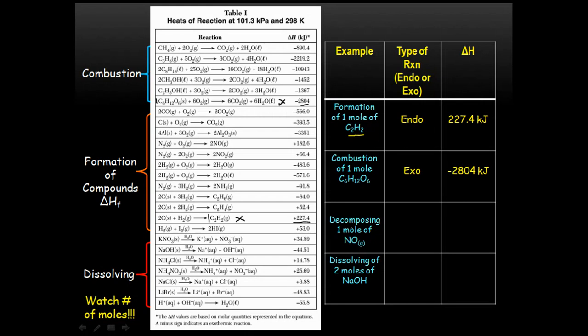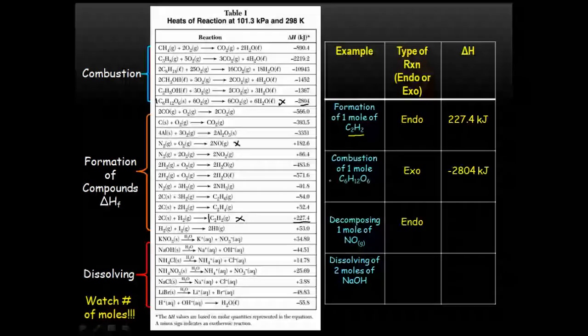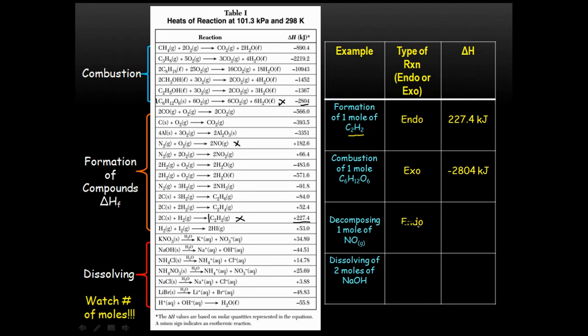All right, decomposing 1 mole of NO. That's interesting. If I go to 1 mole of NO and I decompose that, I'm going to look for the formation of NO, which is here. Okay. And if I want to decompose that, actually this is wrong. If I'm going to decompose that, I'm actually going to go the other way. I'm going to go backwards. So I'm going to cross this one out. This is actually wrong here. So remember, formation will be coming forward. I'm going to go that way.